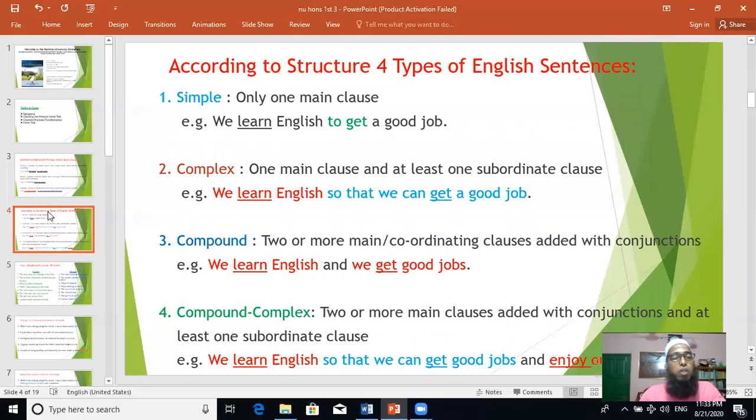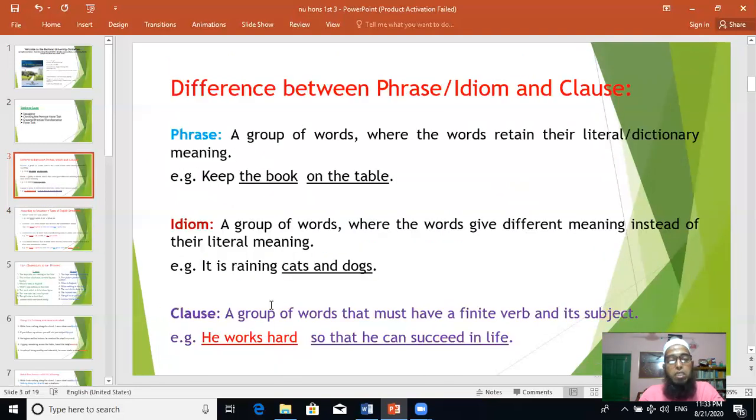And so I think it's now clear about your idea about phrase, idiom, and clause. A phrase is a group of words where the words retain their literal meaning. An idiom is a group of words where the words give a different meaning instead of their literal meaning. A clause is a group of words that must have a finite verb and its subject, verb and subject. Verb succeed and subject he. So that's all. Now let us see.